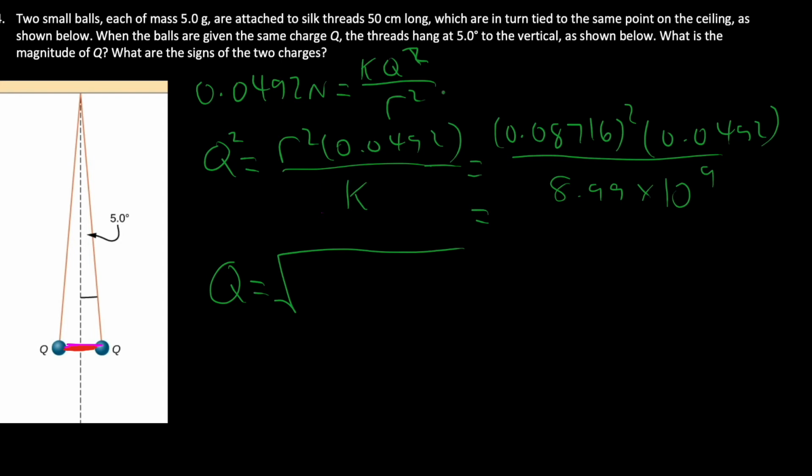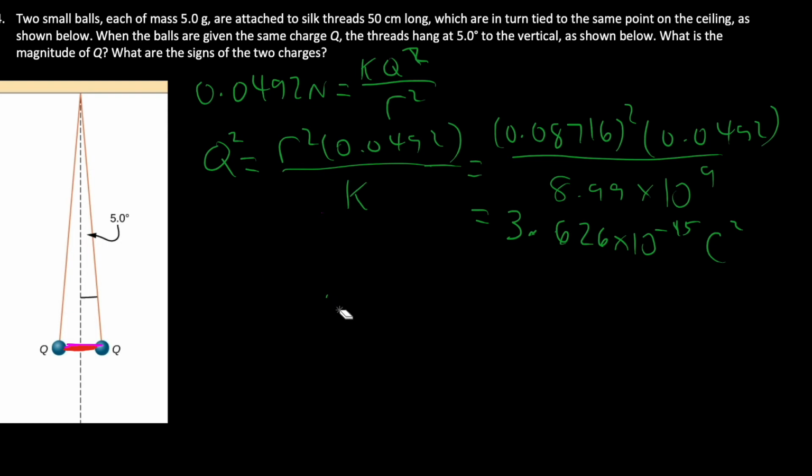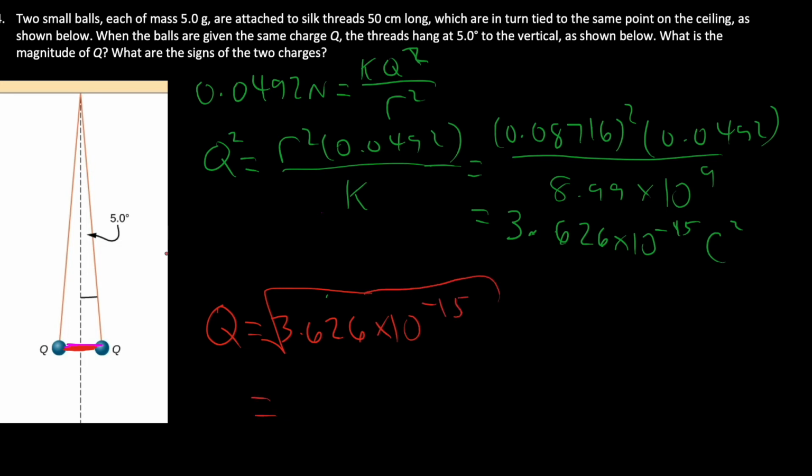Right. So let me calculate Q squared first. So Q squared will give us a value of 3.6256 times 10 to the negative 15th power, and Q will be equal to the square root of this value. Which gives us a value of 6.02 times 10 to the negative 8th power with a unit of Coulomb. So this is the magnitude of the charge Q.